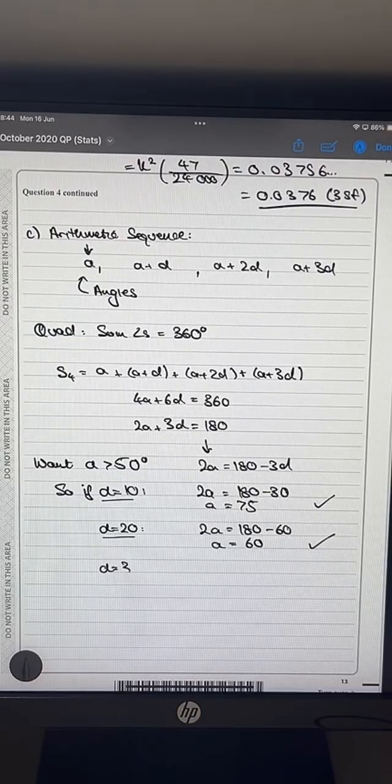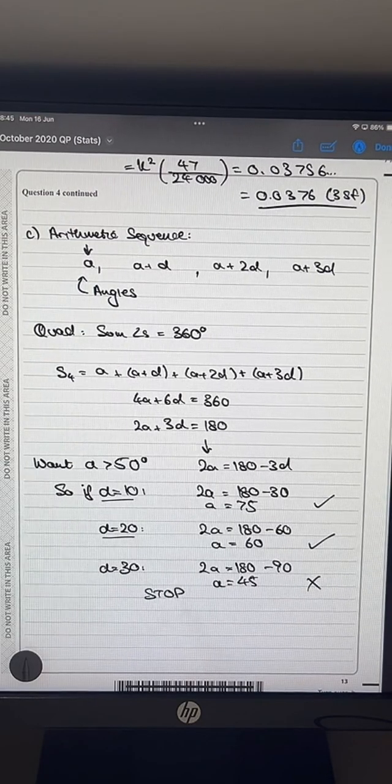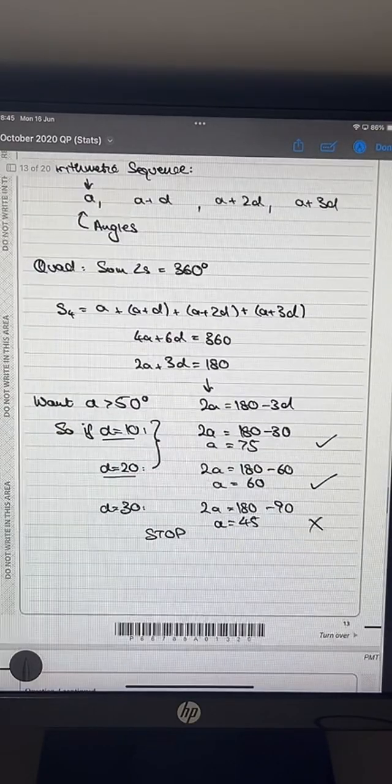Now let's say that D is equal to 30. 2A is equal to 180 minus 90. So that is 90 divided by 2, so A is equal to 45. 45 is not bigger than 50. So that is why we cannot continue. So we're going to stop. The only values D can take are these. So how do I get the probability that A is greater than 50? Well, it's the probability that D is equal to 10 and the probability that D is equal to 20.